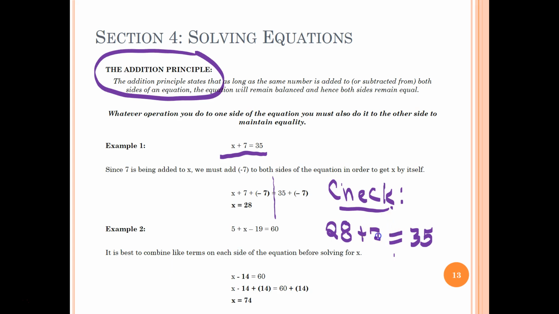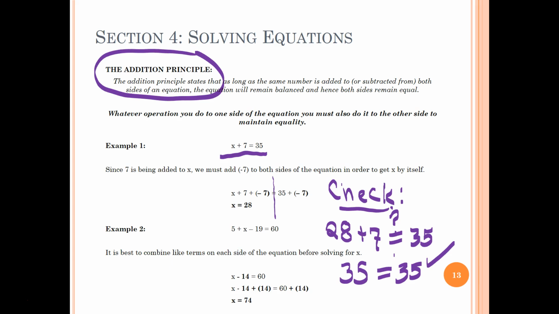If 28 plus 7 does in fact equal 35, then we know we're in good shape. And here, since 28 plus 7 gives us 35, both sides maintain equality. While this may seem pretty unnecessary in this step, as these equations get a little bit more rigorous, checking the work is going to be really helpful in making sure that you've provided an accurate solution.